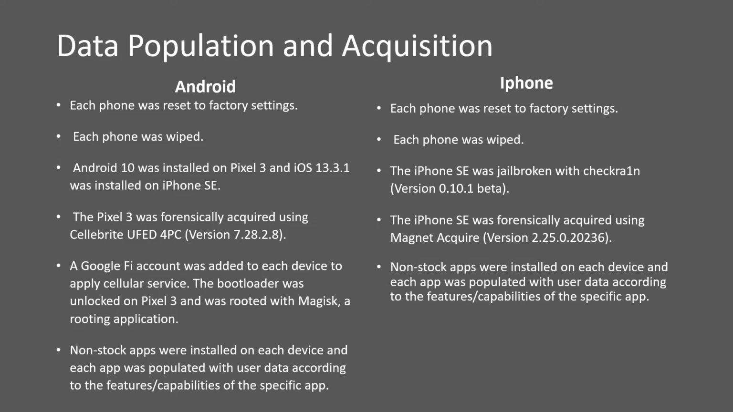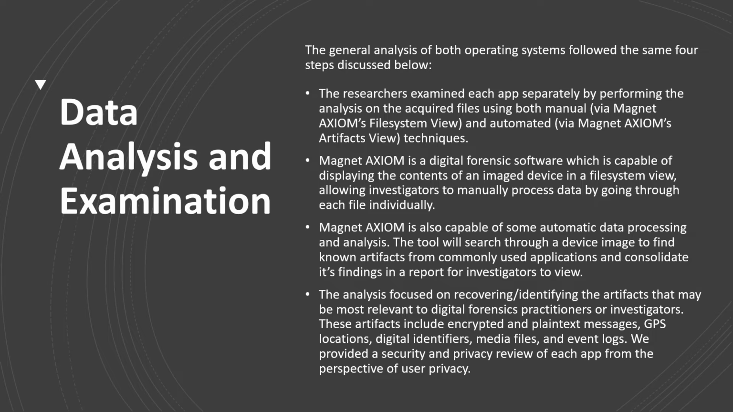In step 1, both phones were reset to factory settings and then wiped. Android was acquired using Cellebrite and iPhone using Magnet Acquire. Then both phones were populated with user data. In step 2, each app on both phones was examined both manually using file system view and automatically using artifacts view. This analysis focused on recovering artifacts such as encrypted or plain text messages, GPS location, etc.